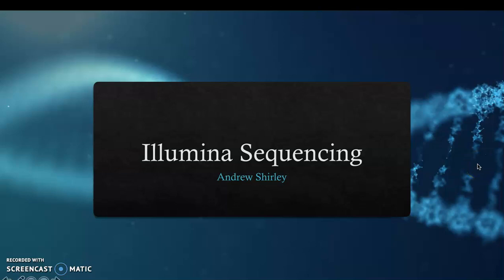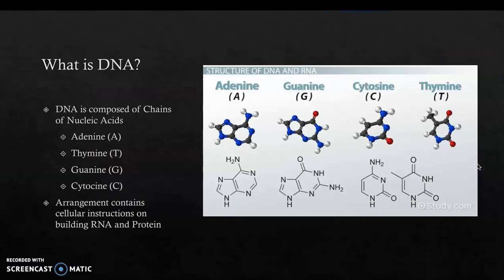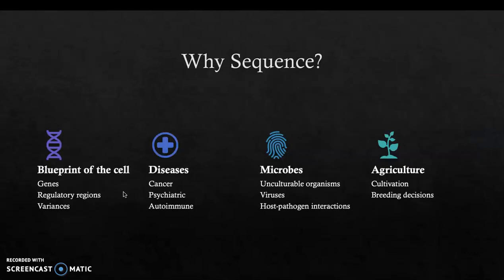The topic covered in this video is Illumina sequencing, which is basically a method of figuring out the sequence of DNA segments. So first of all, what is DNA? DNA is a macromolecule that is a chain of nucleic acids, and our nucleic acids are adenine, thymine, guanine, and cytosine. And we're interested in these because the arrangement of these nucleotides gives cells instructions in building RNAs and therefore protein. So the reasons we sequence are because we're getting the blueprint of the cell by getting the order of these nucleotides.